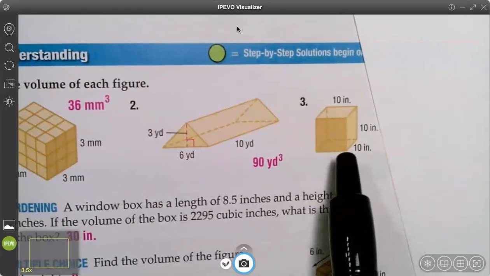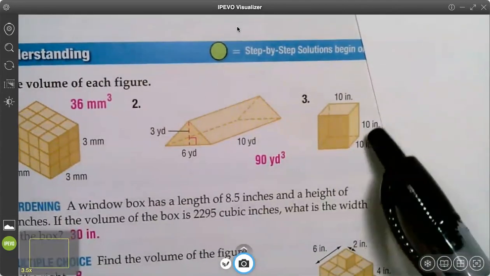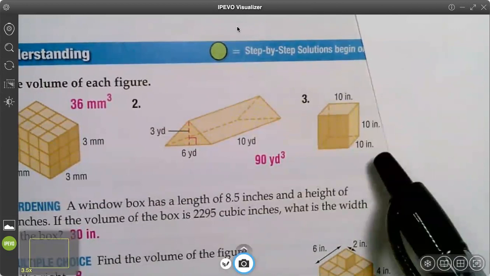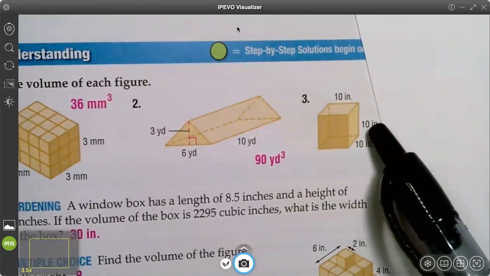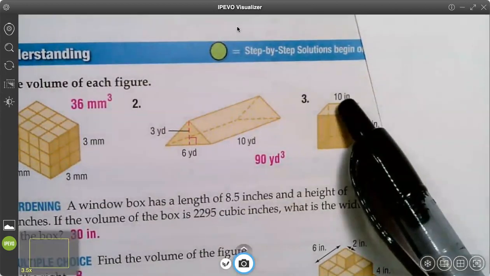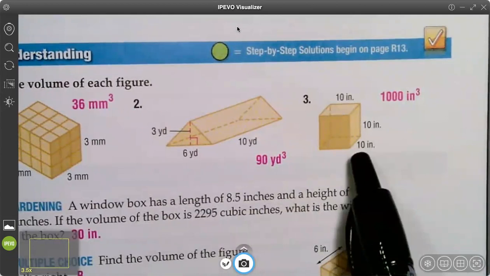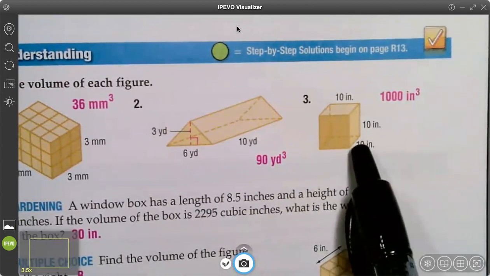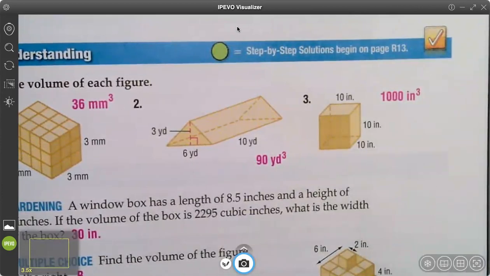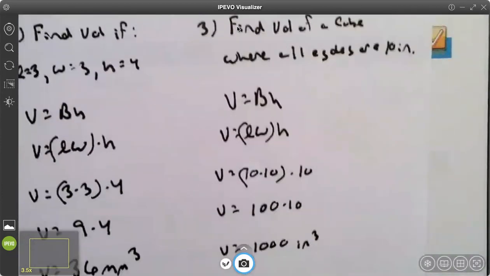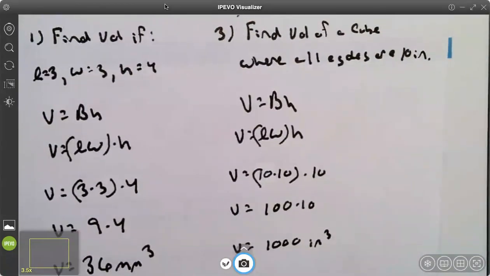Number 3, we have a cube. This one is easy to do in your head. When you multiply tens, you just add a 0. So 10 times 10 is 100. And 100 times 10, add another 0, I get 1,000. I could just say one of those edges or one of those sides cubed. 10 cubed is 1,000. Or if you wrote it out on paper and did the volume formula, it would look like this.